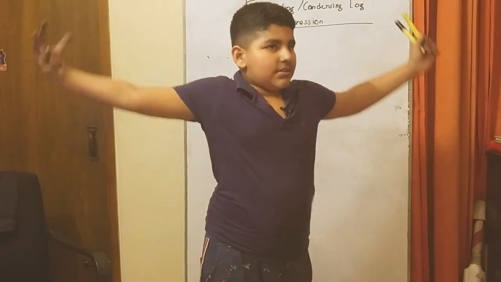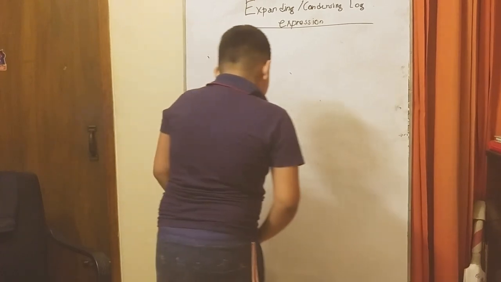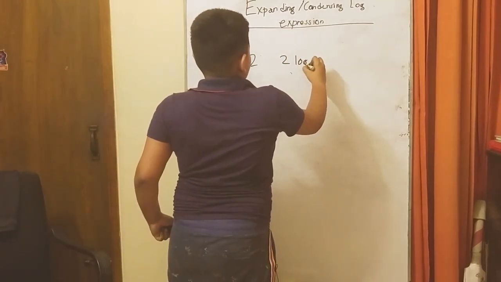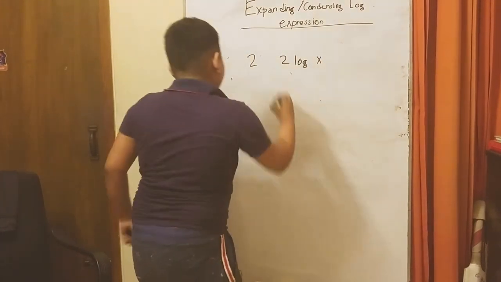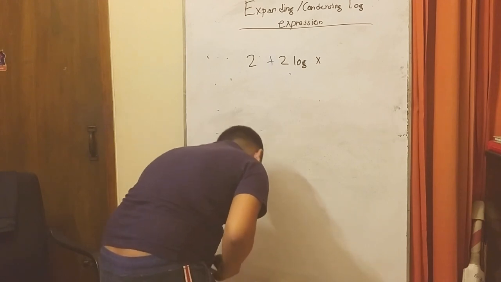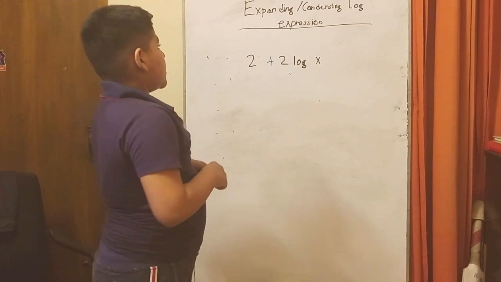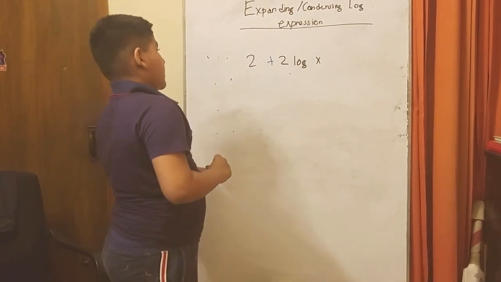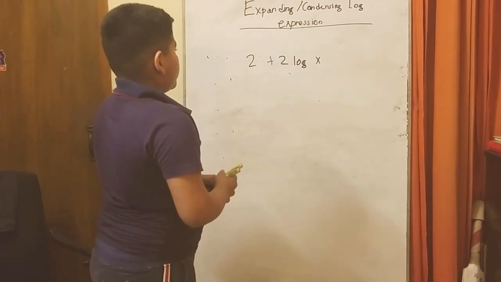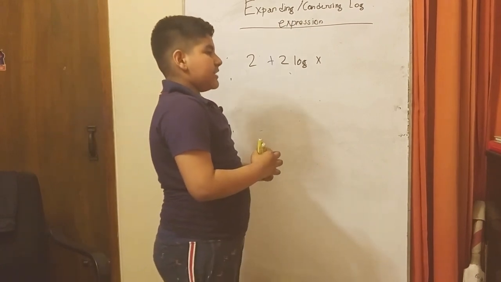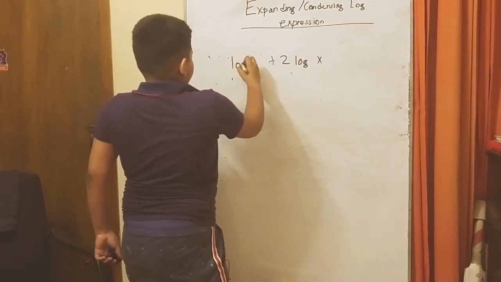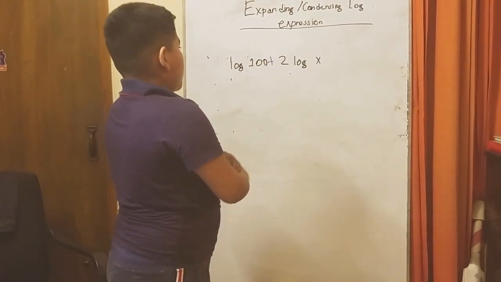Now we learned how to make it bigger. Now let's learn the opposite of it. Let's condense the log. This one will obviously be a short one: 2 plus 2 log of x. For us to condense it to one term, both of these have to be logs. Now this is base 10, and we all know that 10 squared equals 100. So this now becomes log 100. Perfect.